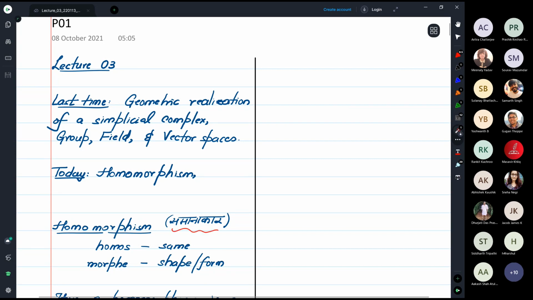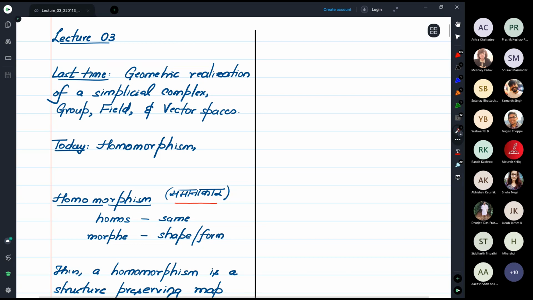So I tried to construct the equivalent of this in Hindi, and I encourage you to do it in your own languages if you are interested. So the equivalent would be like saman akar. Akar means shape and saman means same, right? I just tried it for fun and I realized that this may be a suitable word for homomorphism.